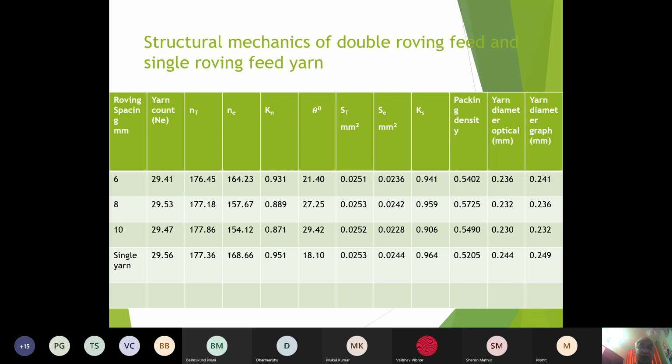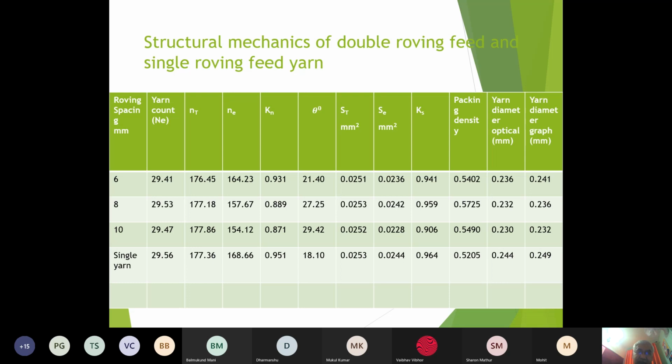Because these are my experimentally calculated values, I can't deny these values. We have just done it experimentally, and we are finding that even though the number of fibers in the cross section is lesser, the packing density of double roving feed yarn is more. Here, instead of having more fibers in the yarn cross section, my packing density is lesser. So now we have to understand how we are making this yarn in case of double roving feed and single roving feed, and definitely there is some difference in making this yarn, and that's why we are noticing this change.